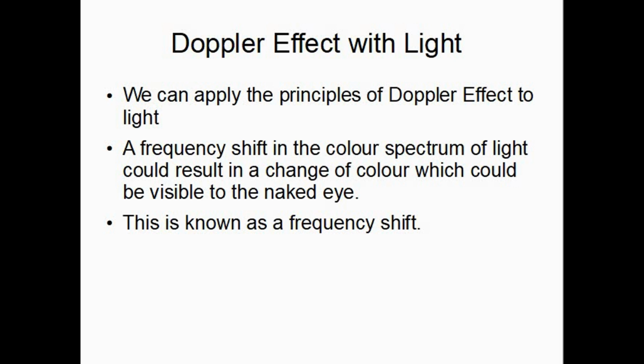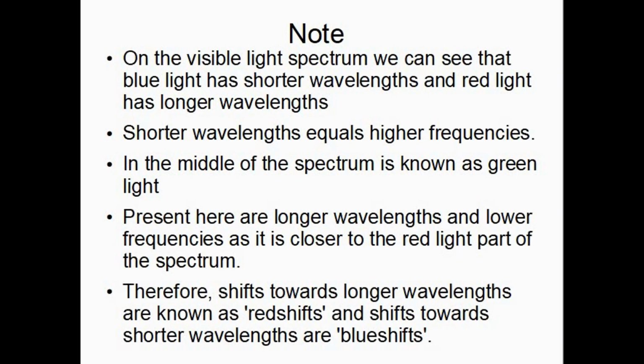Now, when we study the Doppler effect with regards to light, we must note a few important things. On the visible light spectrum, blue light has shorter wavelengths and red light has longer wavelengths. Shorter wavelengths equal higher frequencies. So if we have a short wavelength, we know the frequency is going to be higher, and if we have longer wavelengths, the frequency is going to be lower. In the middle of the spectrum, we have what's known as green light.